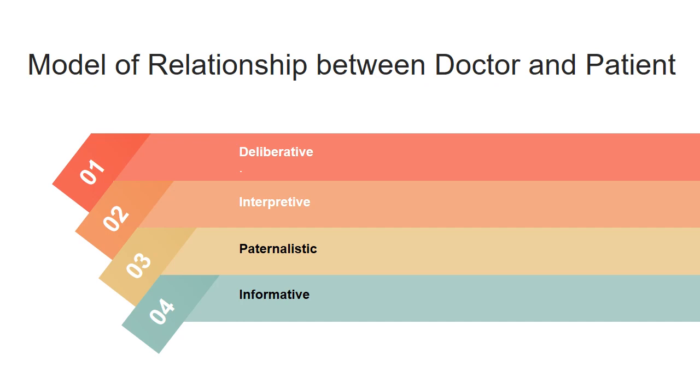The second is interpretive. In this case, the doctor is seen as an advisor. The doctor gives advice to the patient about how to have good health and how to recover from their illness. The third is paternalistic. The doctor in this case is seen as a father, so the doctor gives main attention to his patient like a father gives attention to his child. The last one is informative. The doctor gives only facts. These models are based on the patient's decision, because if the patient does not understand, he will be shocked and stressed.